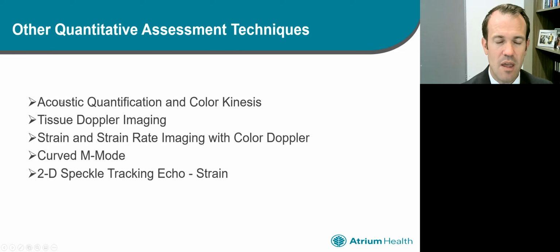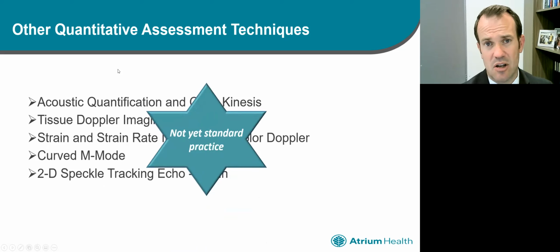And here's an example of an E over E prime of 6.5 at rest, which increases dramatically with stress. Most of our analysis, as we said, is based on visual assessment of wall thickening and wall excursion, but there are various techniques that we can try and use to quantify. These are all referred to in the guidelines. The reality is that none of these are standard practice just yet.